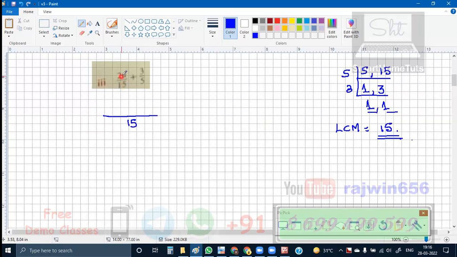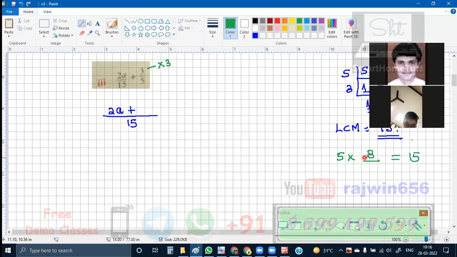15 only is over here. So 2a will be written as it is. Now 5 multiplied by what? 5 is here in the denominator. 5 multiplied by which number will give me 15? 5 multiplied by 3 is going to give me 15. So this number will get multiplied by 3. Why? Because here 5 multiplied by 3 is 15.